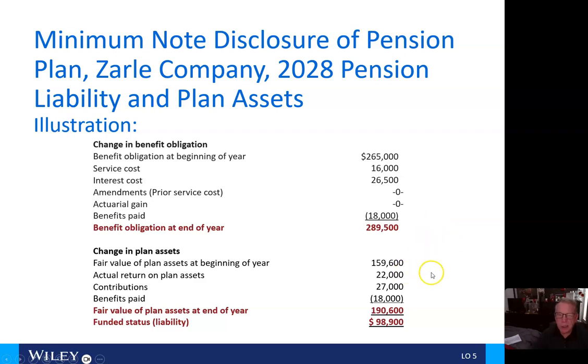The change in the plan assets, we're going to start with the fair value of the plan assets at the beginning of the year, the actual return on plan assets during the year, contributions during the year, and of course our benefits paid of $18,000. And that gives us a fair value of plan assets at the end of the year of $190,600, which we can then subtract from the benefit obligation at the end of the year to have our funding status, which is a liability of $98,900.